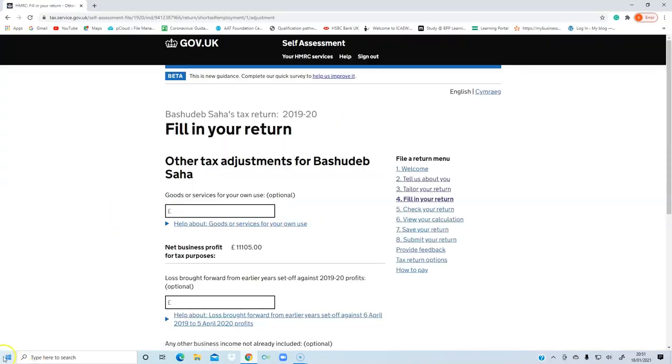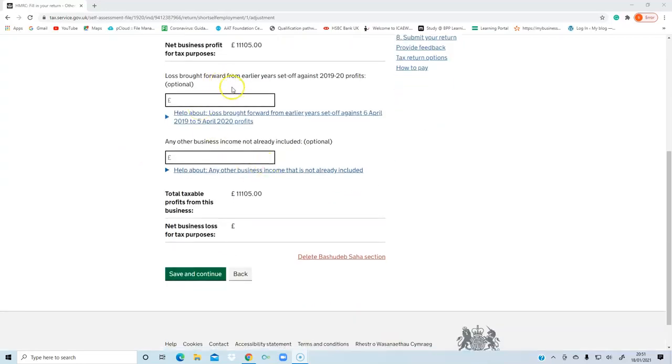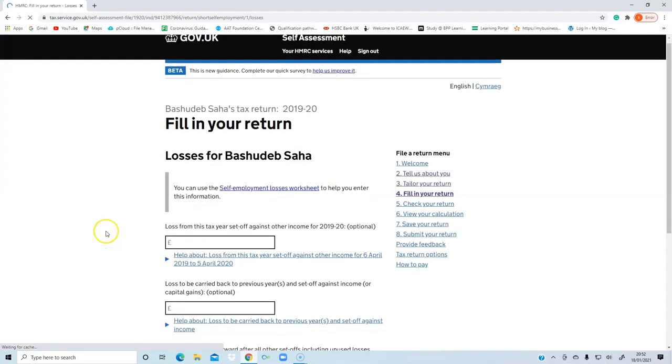The next section we have here is other tax adjustments. You can see here goods and services for own use is optional. I don't have anything. Still my net profit is 11,105. Then any loss brought forward from last year, I can offset from here or from this year. Any other business income already included is optional, so I have nothing. So I will say save and continue. Then we'll move to the next section.